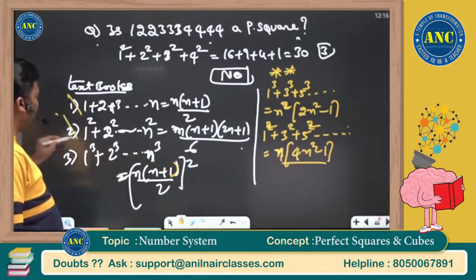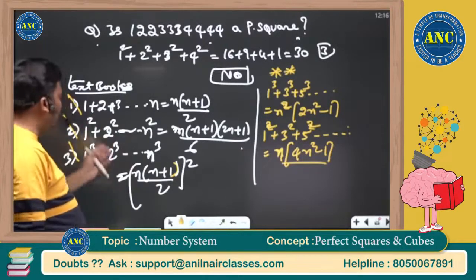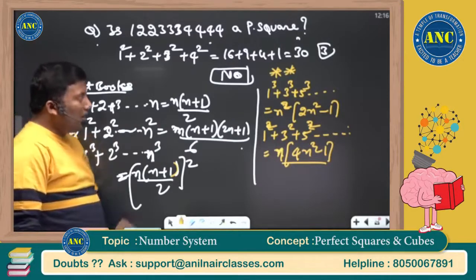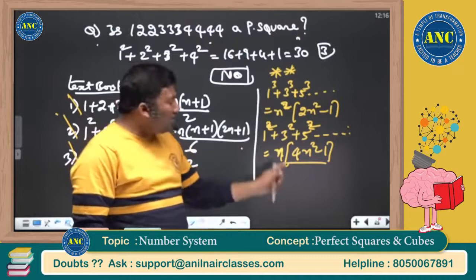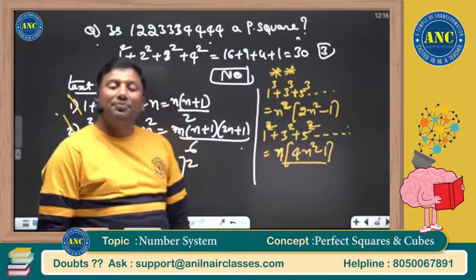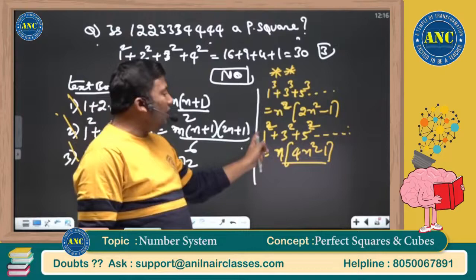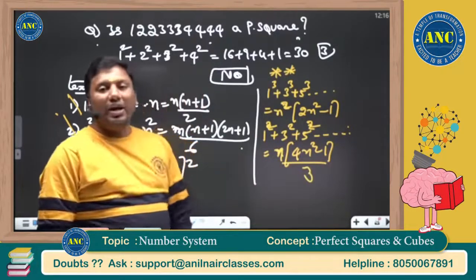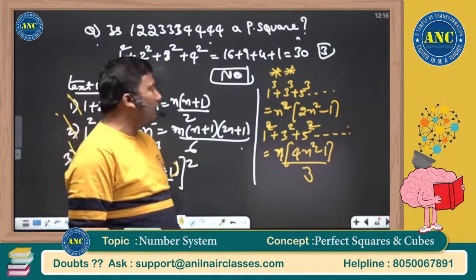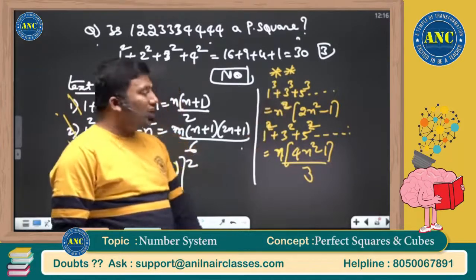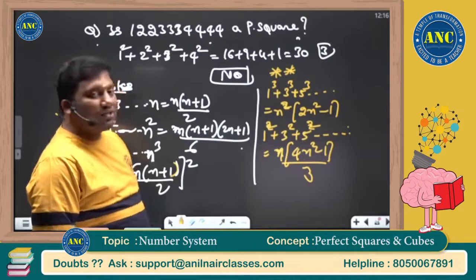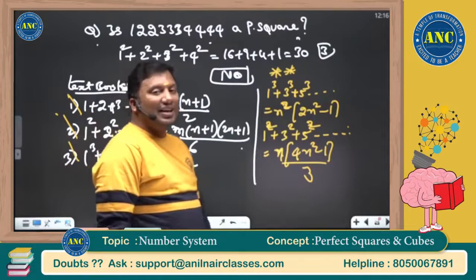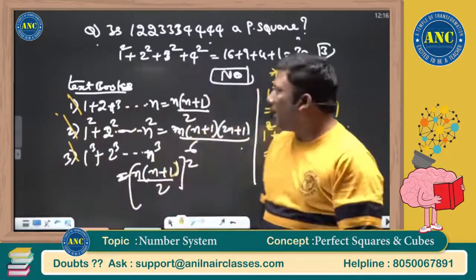These 3, most of you know: the sum of the first n natural numbers, the sum of the squares, and the sum of the cubes. These 2 are very important. Sum of the squares of the odd numbers is n into 4n square minus 1 by 3. Sum of the cubes of the odd numbers, 1 cube plus 3 cube plus 5 cube, is n square into 2n square minus 1.